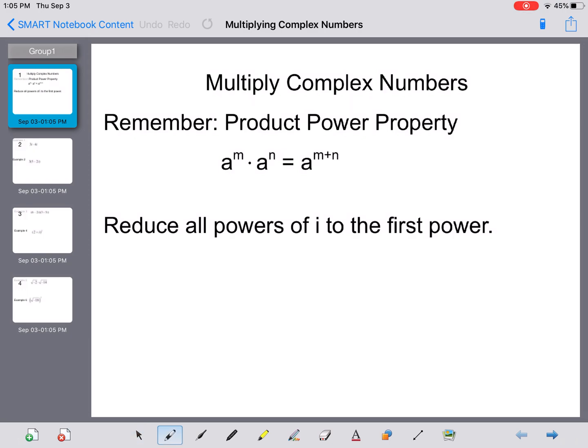If we had something similar to, say, x squared times x to the third, we would say that that is x to the 2 plus 3, which gives us x to the fifth. So when we multiply like bases, we're going to add the exponents. And then we also need to remember reducing i to the first power, or always to a power of 1, using what we learned about simplifying complex numbers and imaginary numbers.